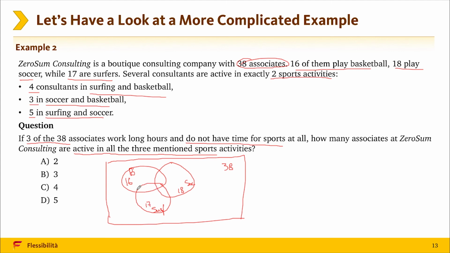And we also know that the number of people in basketball and surfing only is 4. The number of people in basketball and soccer only is 3. And then the number of people in soccer and surfing only is 5. And we need to find the size of this small set here. We also know that there are 3 people who don't do sports at all. They're here. So the first obvious step would be to calculate the union of these 3 sets.